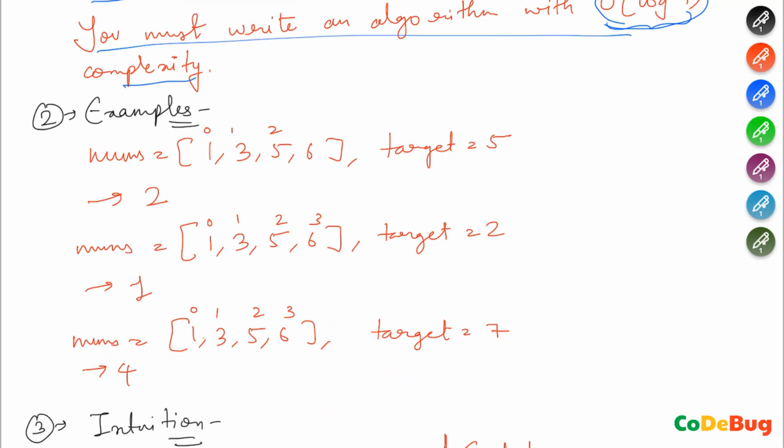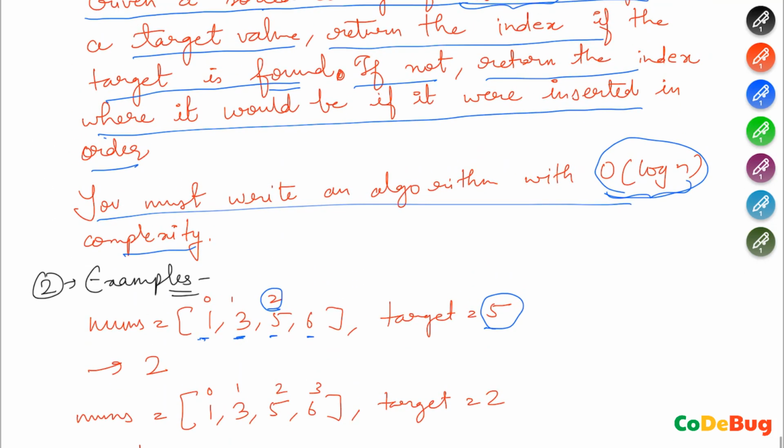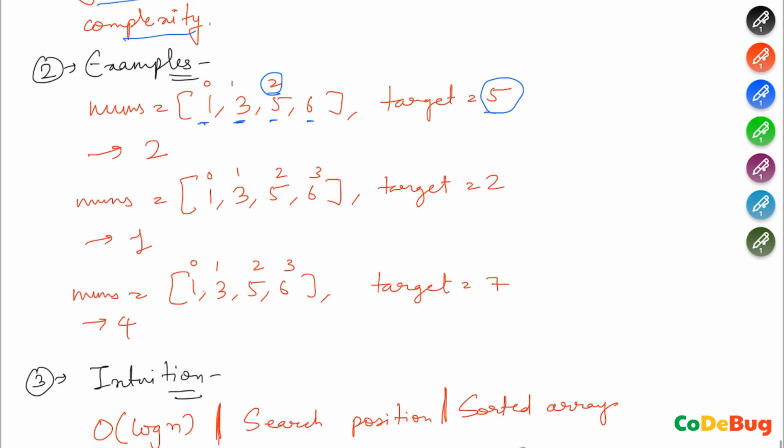Let's go through a few examples to reinforce our understanding of what the question is asking. We have been given a nums array of 1, 3, 5 and 6 and the target is 5. So where would we insert this 5? We can insert it here at position 2, right? This has been given in the question: return the index if the target is found. If not, look at this case, the target is 2 and nums is 1, 3, 5 and 6. So 2 can be inserted just after this 1. So the position will be 1, and in this case we'll return 1.